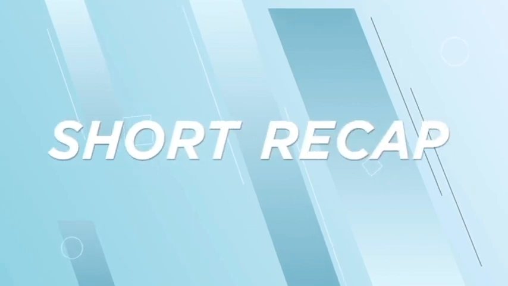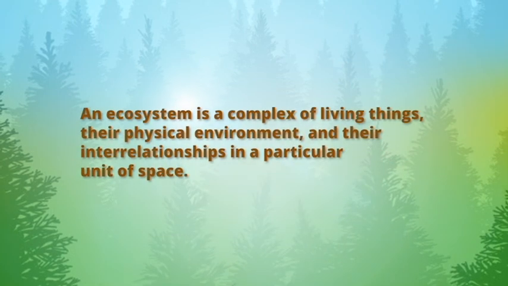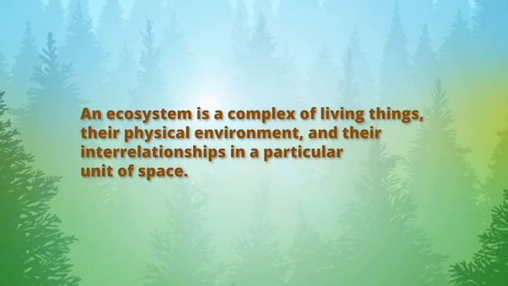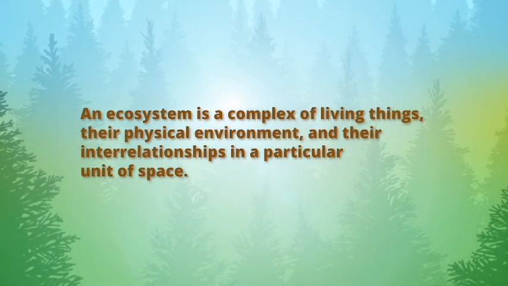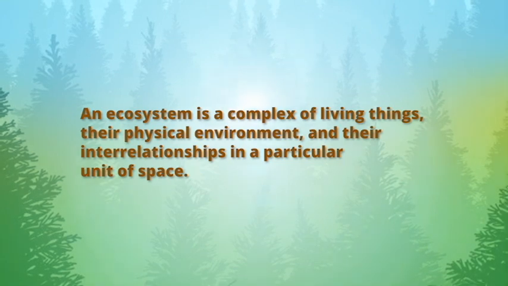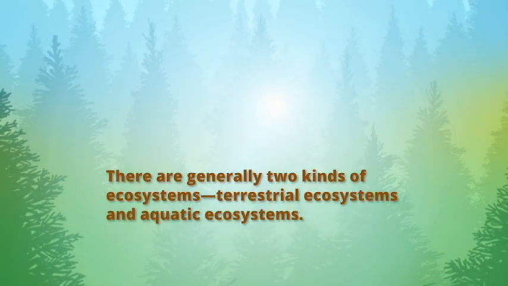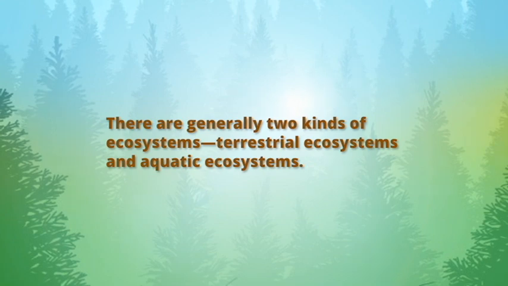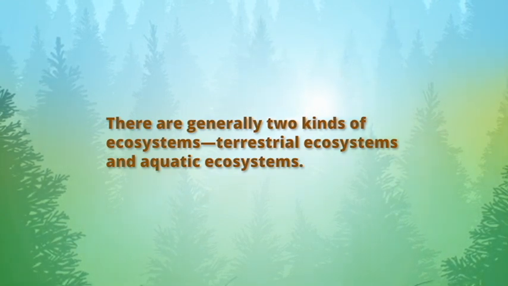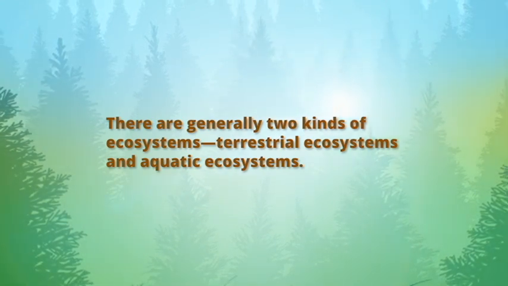Before we talk about aquatic ecosystems, let's look back at what we have learned so far. An ecosystem is a complex of living things, their physical environment, and their interrelationship in a particular unit of space. There are generally two kinds of ecosystems: terrestrial ecosystems and aquatic ecosystems.